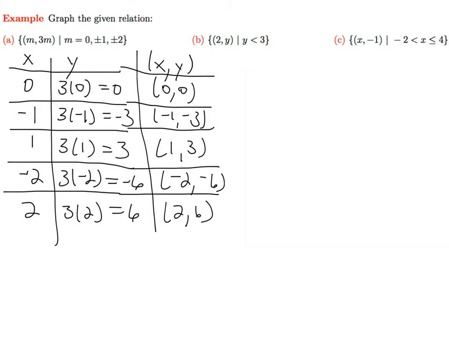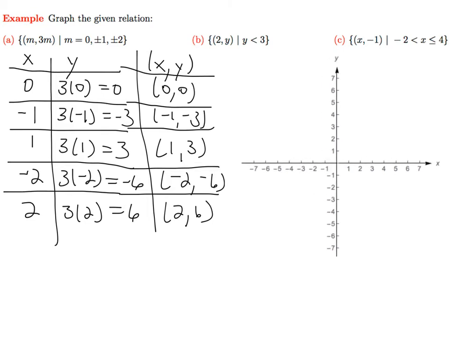And so graphing that over here, on the axes that we have, we would plot these 5 different points. So I'm going to plot them in red. So we have (0, 0), that's the origin. We have the point (-1, -3). That is about here. We have the point (1, 3). That is there. We have the point (-2, -6). That goes about here. And then we have the point (2, 6), which goes over here. So our graph is 5 points in the plane.